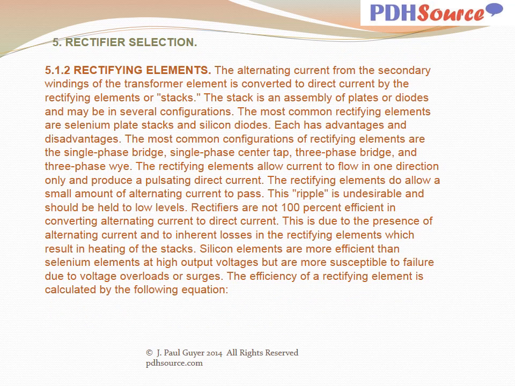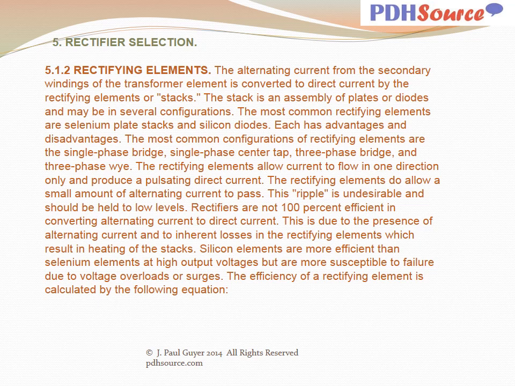The alternating current from the secondary windings of the transformer element is converted to direct current by the rectifying elements or stacks. The stack is an assembly of plates or diodes and may be in several configurations. The most common rectifying elements are selenium plate stacks and silicon diodes. Each has advantages and disadvantages. The most common configurations of rectifying elements are the single-phase bridge, single-phase center tap, three-phase bridge, and three-phase Y.